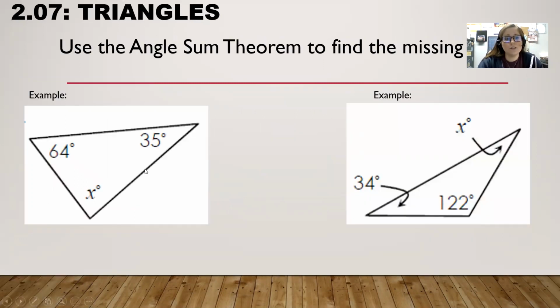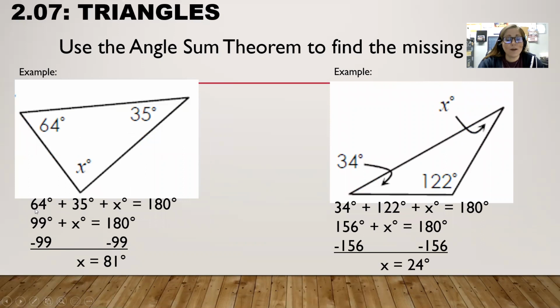If we have this first example, we've got 64 degrees and 35 degrees, and then we have one angle that's labeled as X. We want to figure out what this missing angle is. And how we do that is we can set this up as an equation, okay? We're going to do 64 degrees plus 35 degrees plus X is all equal to 180 degrees, because that's what the angle sum theorem tells us. So we set it equal to 180.